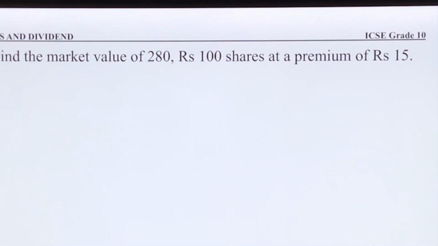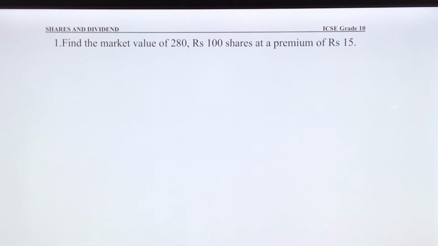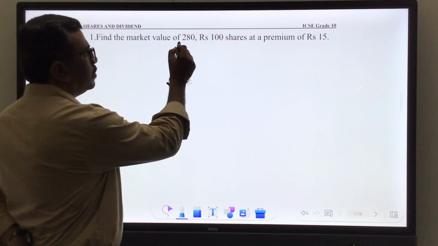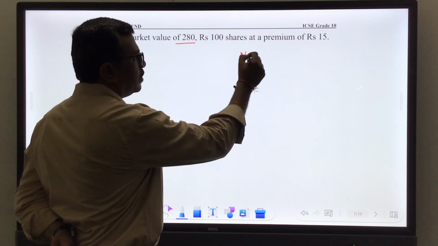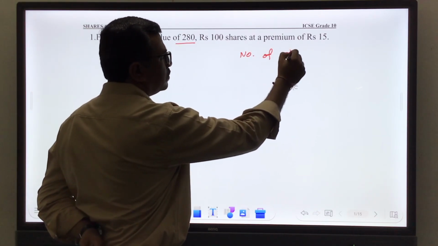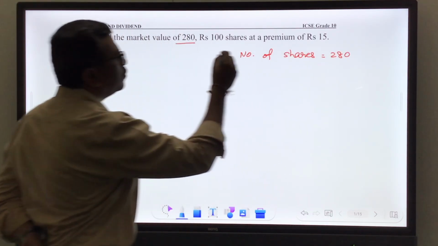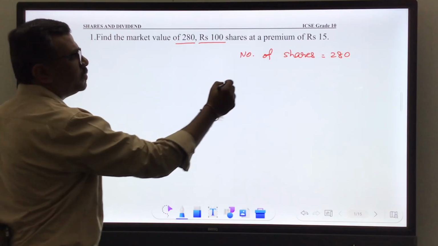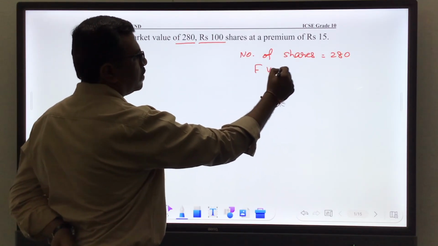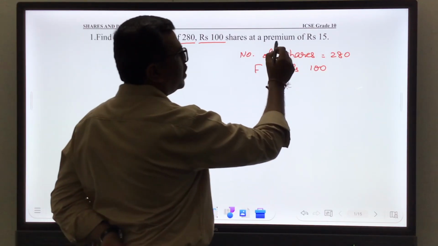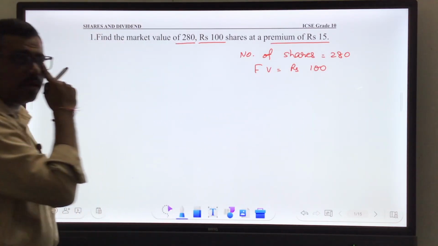The question is, find the market value of 280 shares of rupees 100 at a premium of rupees 15. So here 280 is the number of shares whose face value is rupees 100, and it is available at a premium of rupees 15.